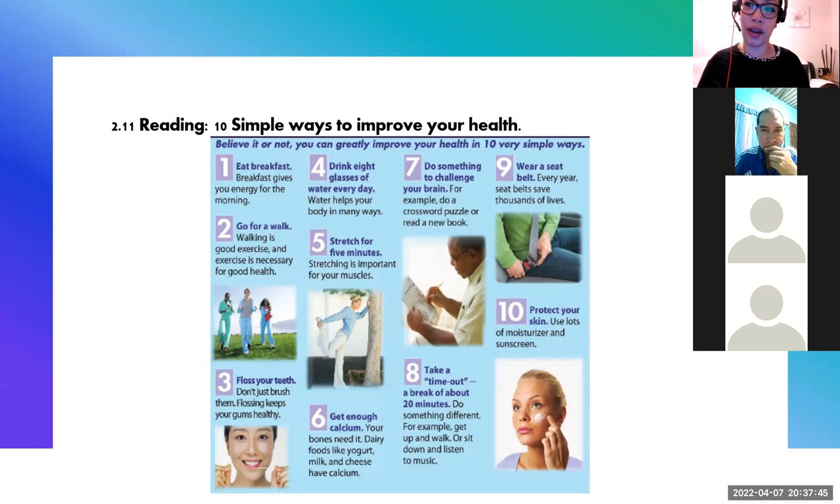Wear es lo que llevamos puesto. Entonces, el verbo wear es llevar puesto. El seat belt es el cinturón de seguridad de los asientos de los carros o también de las sillas. Hay algunas sillas de bebés, por ejemplo, que llevan cinturón. That is the seat belt. Y los de los carros. Entonces, en este caso, la 6 sería usa un cinturón, wear a seat belt. Y cada año dice que los cinturones de seguridad, los seat belts, salvan miles de vidas. Save thousands of lives.